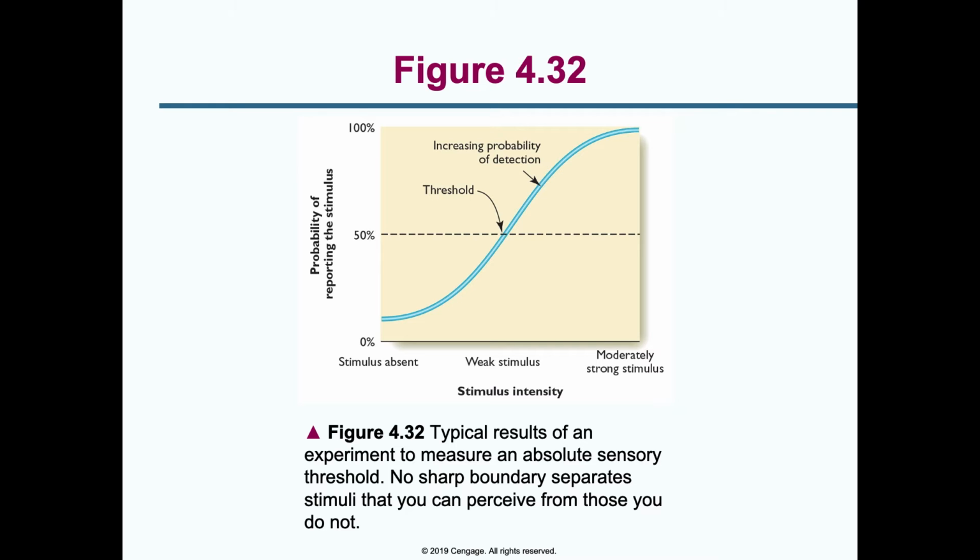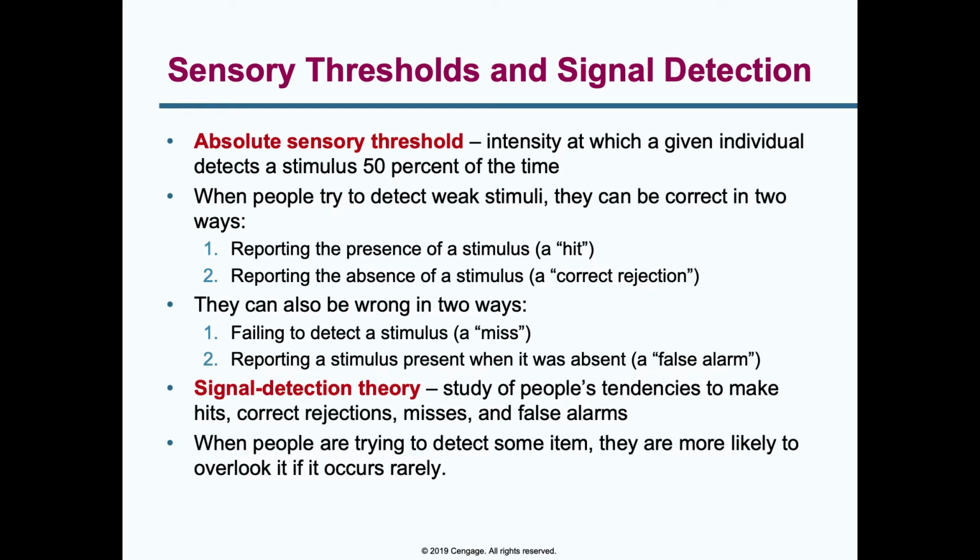Okay, the next slide kind of describes this particular chart where it talks about what's the minimum intensity that you could hear something. And it says that when people are trying to detect some very slight stimuli, they can be correct in two ways. They can say, "Oh, I hear something," and it was actually there. Or they could say, "I don't hear anything." And that's true because it wasn't there. So they're correct whichever way they report those two.